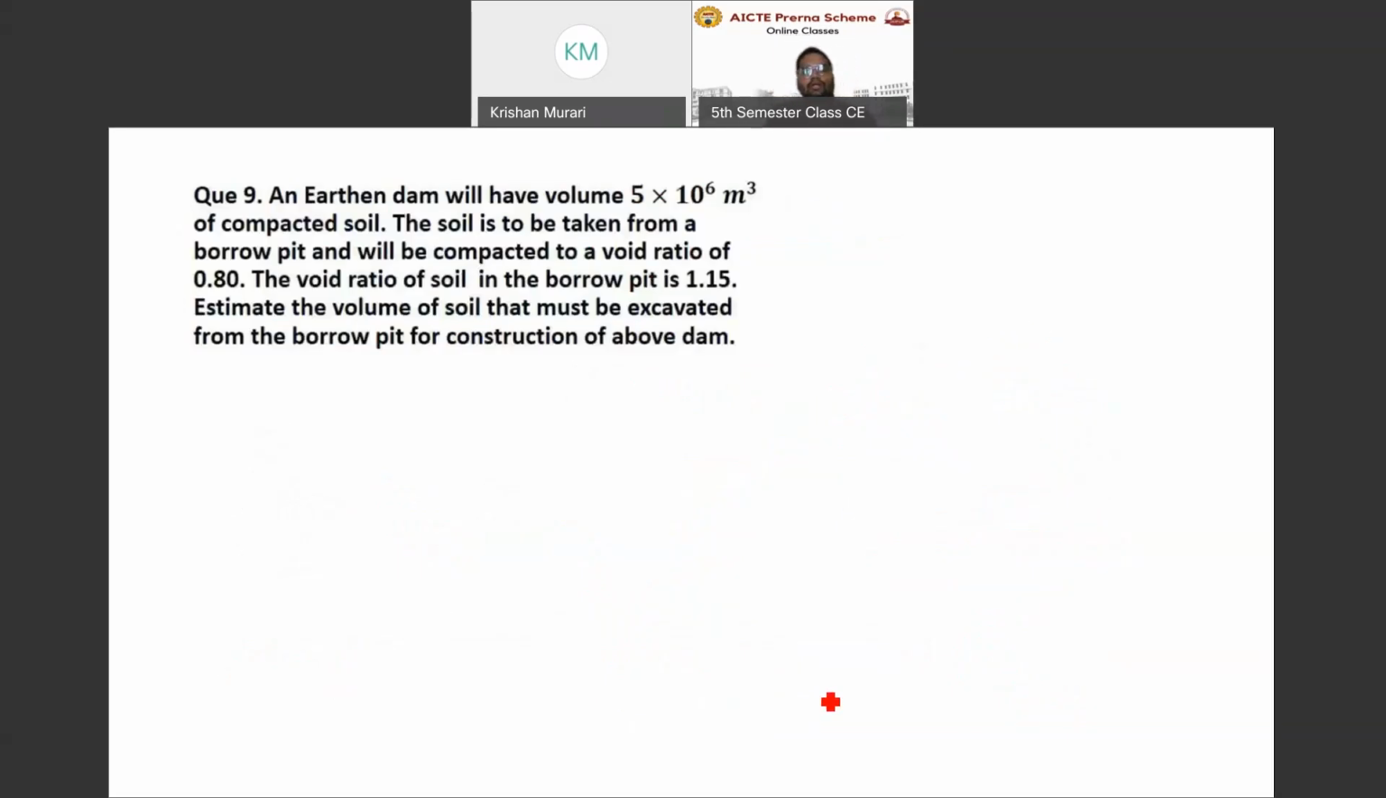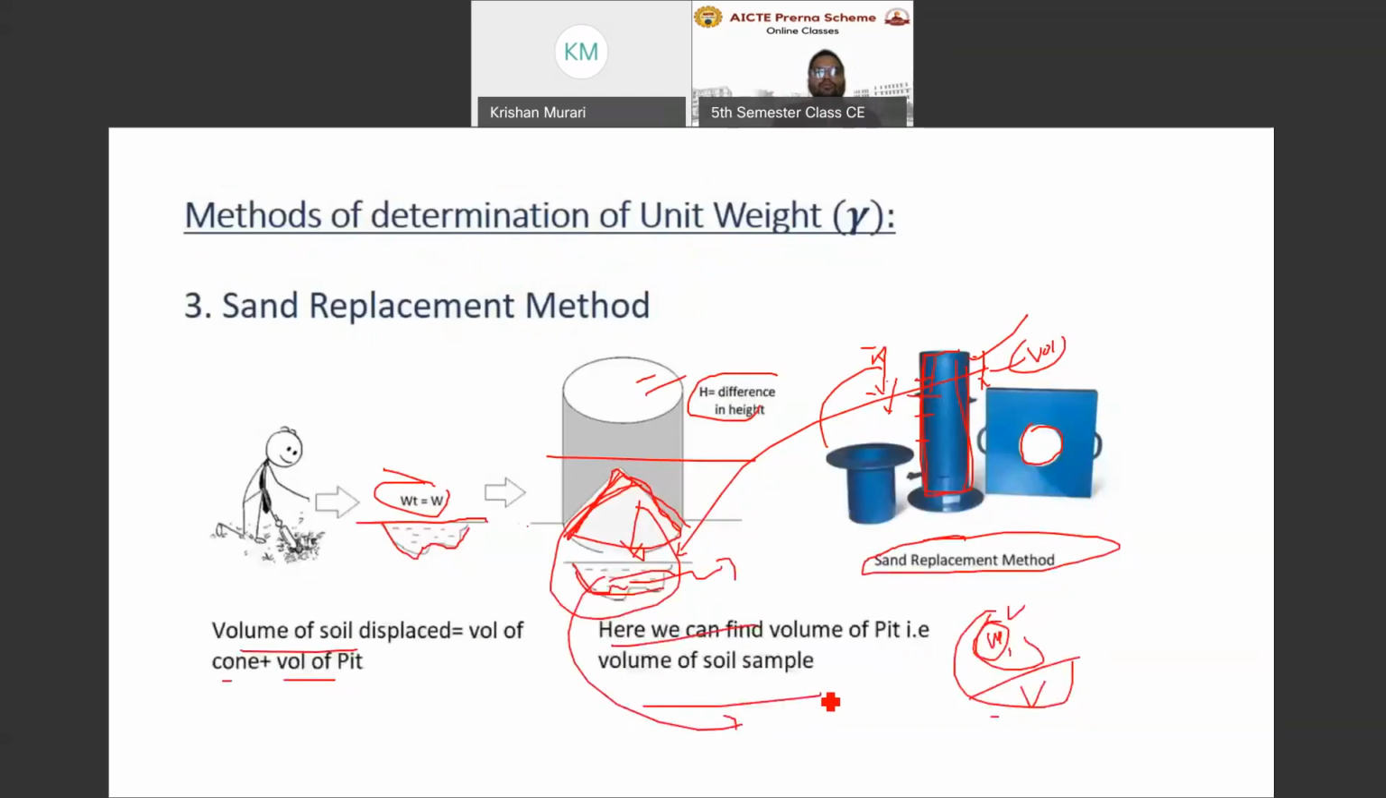Okay. Now we continue this chapter in the next classes. Today's class ends here, and some numericals related to the GATE examination we will discuss in the next classes.